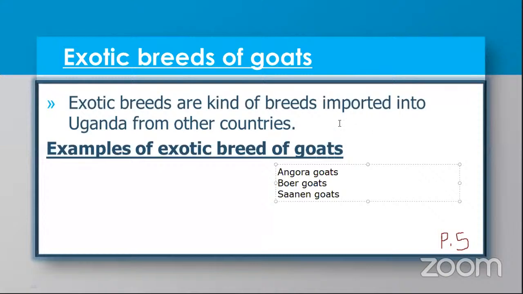They are brought because of their quality. They produce a lot of milk, they produce a lot of meat. Some of them provide us with mohair, which we use for making jackets and so on. So people were giving me the examples. So far we have said we have Angora goats. Then also we have Boer goats and Saanen goats. We still have two more that I want you to mention.